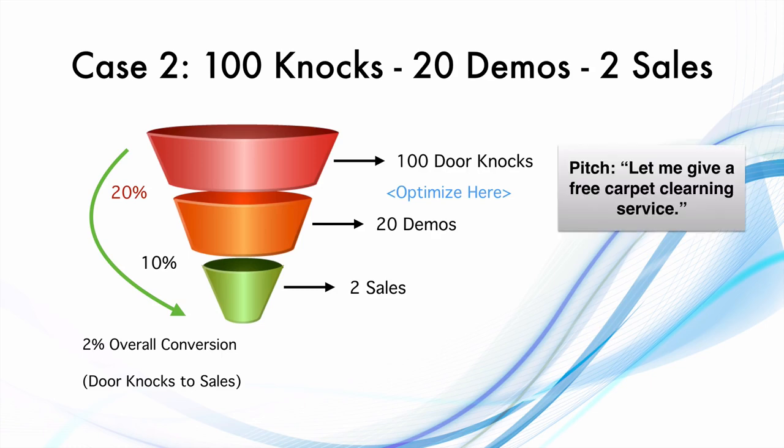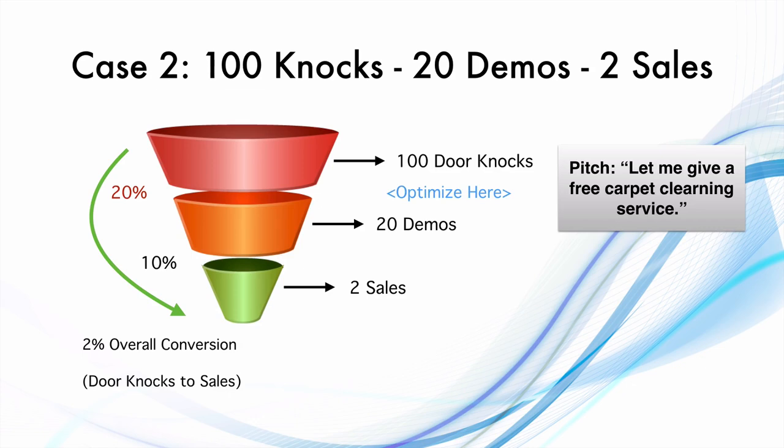What he has done is that he has optimized his sales pitch. Instead of saying that I am going to give a free demo of a vacuum cleaner, he could say, let me show the power of this vacuum cleaner and I will also clean your carpet for free, and in return you can have a look at how powerful it is. If it is something like, let me give you a free carpet cleaning service, then probably people are going to be more receptive. So here his conversion ratio has increased from 100 door knocks to 20 demos, and even though his demo to sale conversion ratio is still 10%, overall now he has made 2 sales from the same 100 door knocks, right?